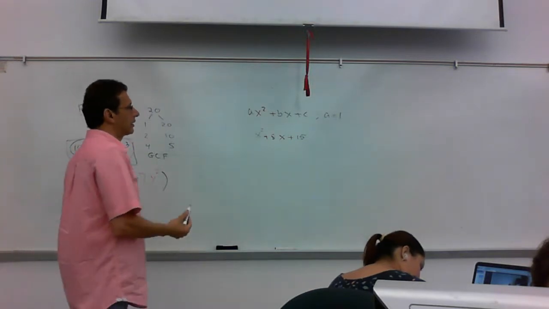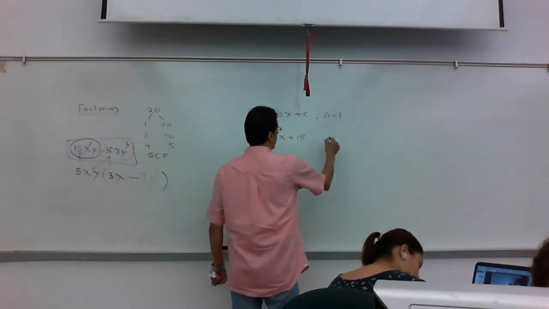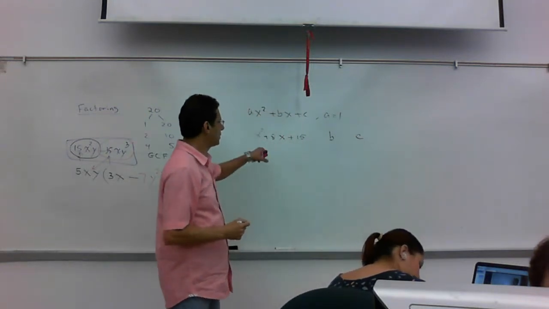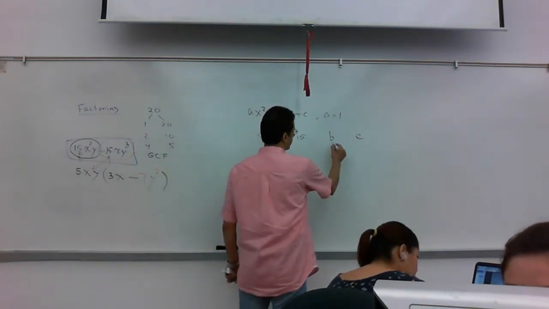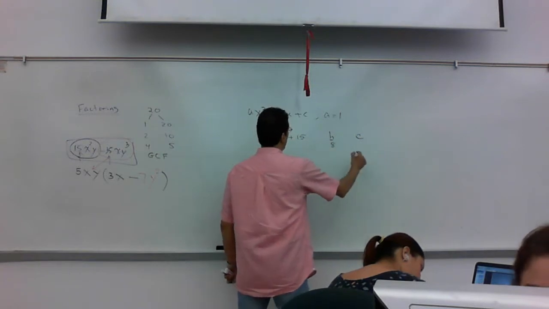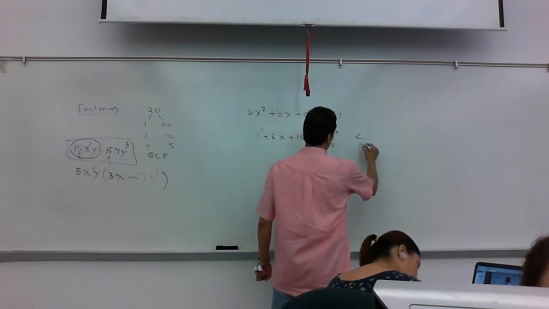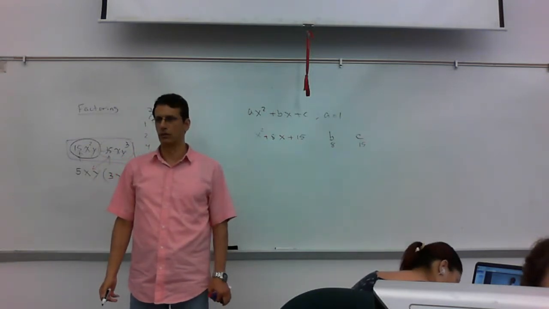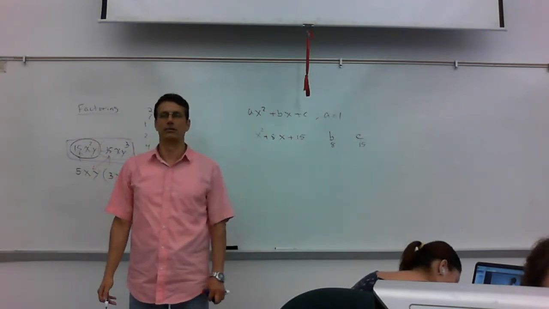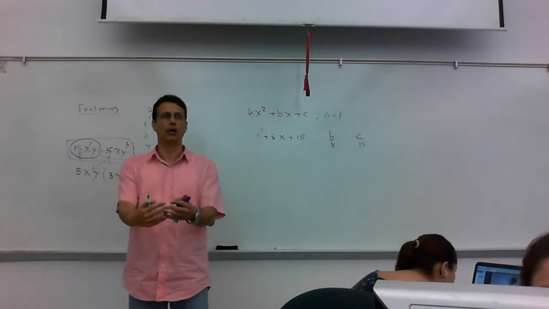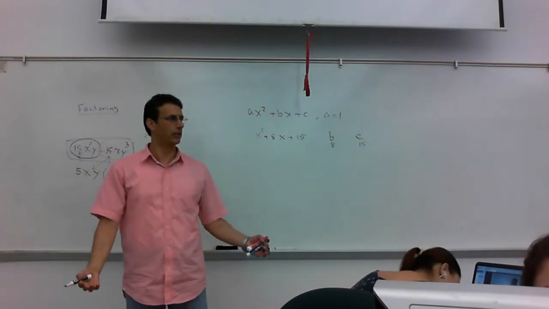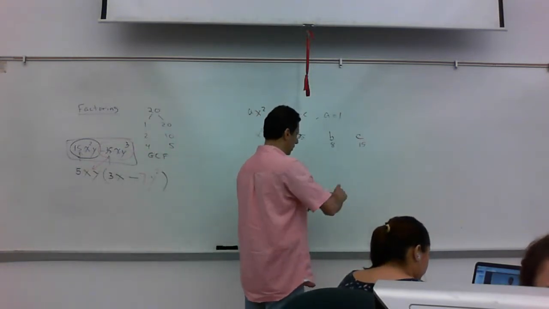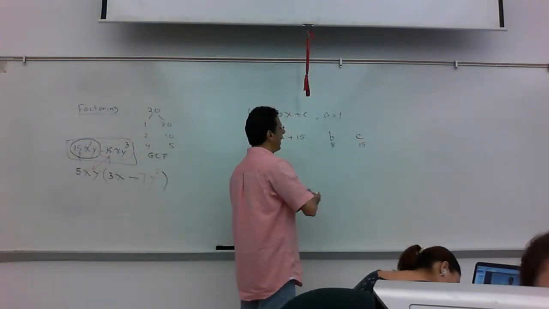When you're looking at the case where A is 1, you will always look at B and C. What is the value of B, everybody? What is the value of C? Now you look at the C and you cut it into pieces, such that their product, obviously, is C, or 15 in this case, and the sum is B. So we are looking for factors here.